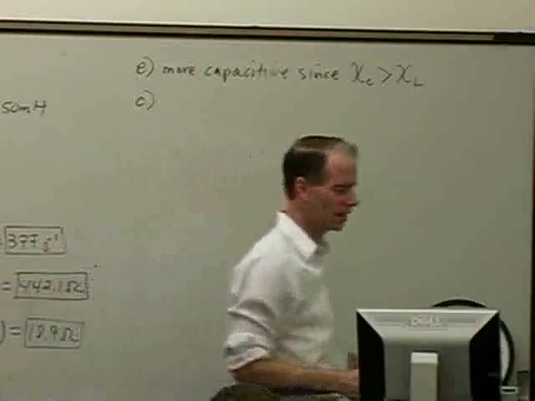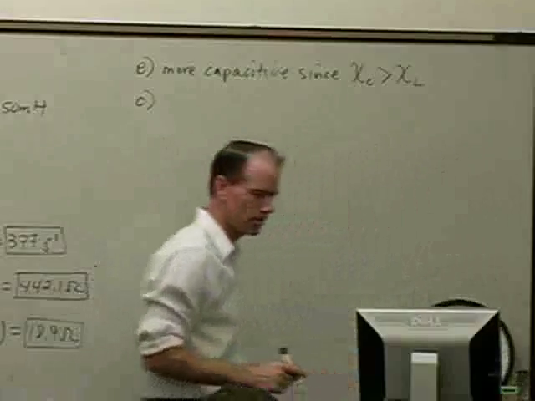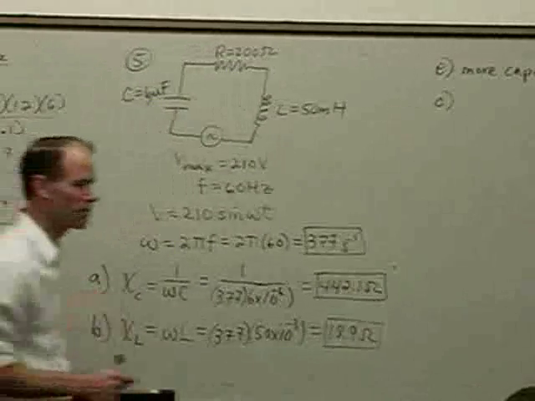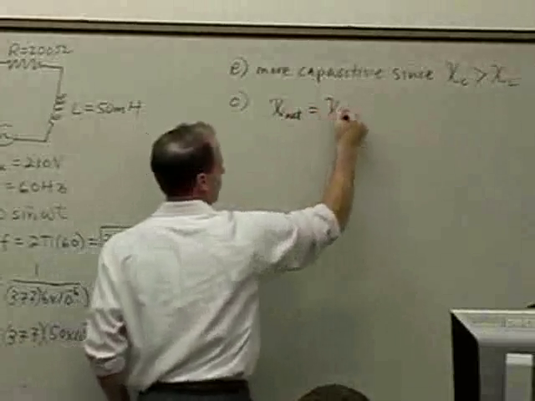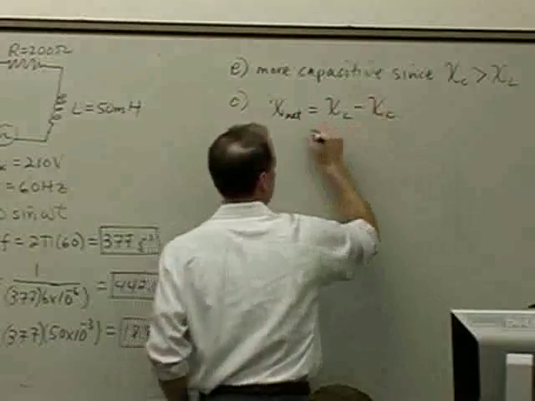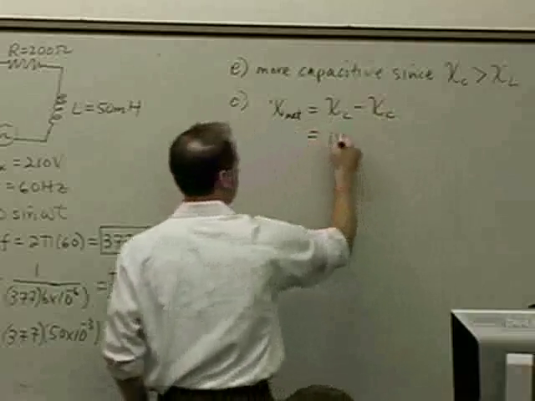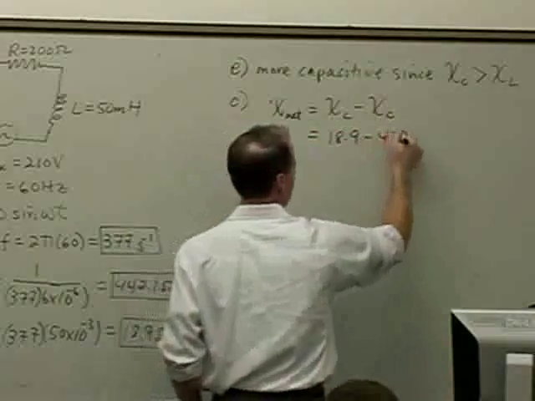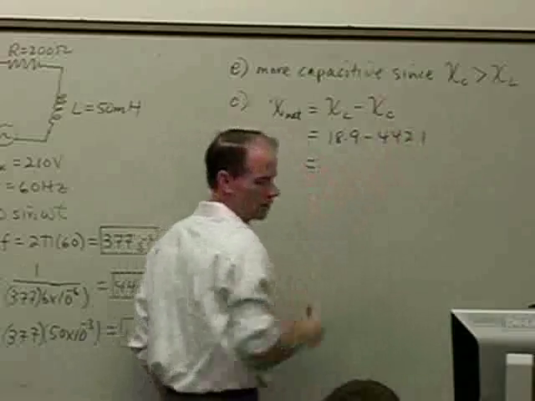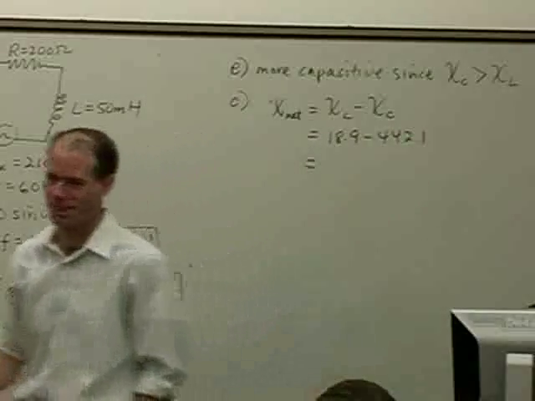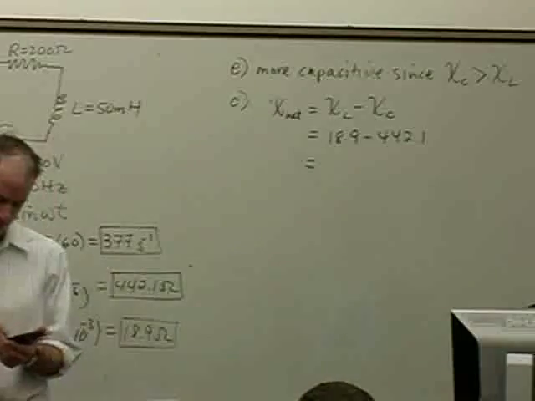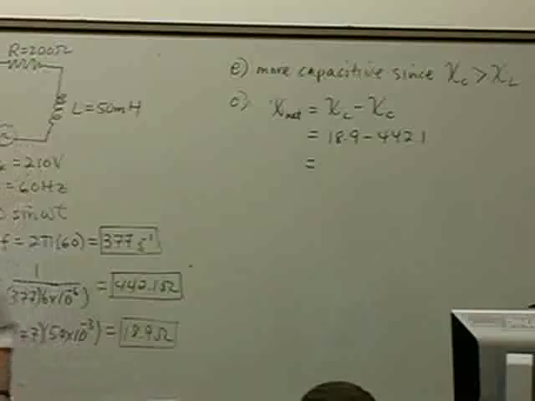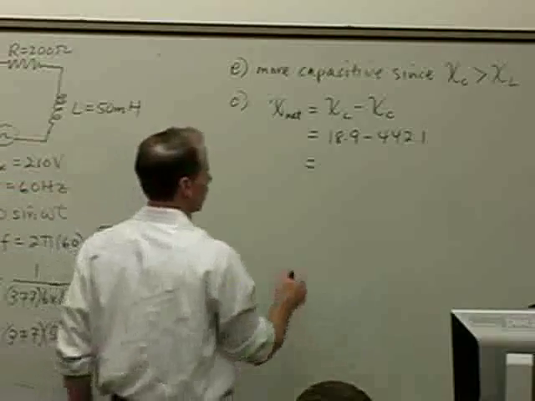Part C, what is the impedance? Well, we can find our net reactance. That's going to be the inductive reactance minus the capacitive reactance. So our net reactance is 18.9 minus 442.1, which is minus 423.2.